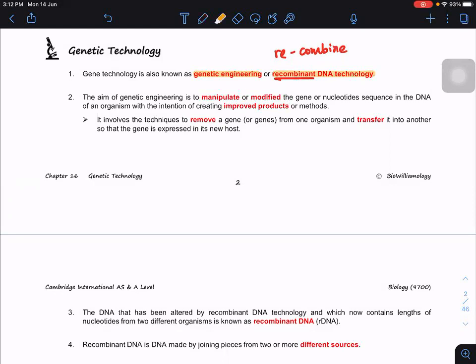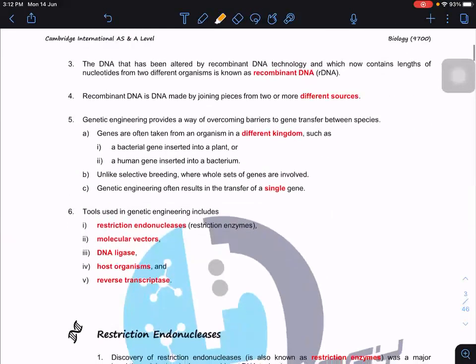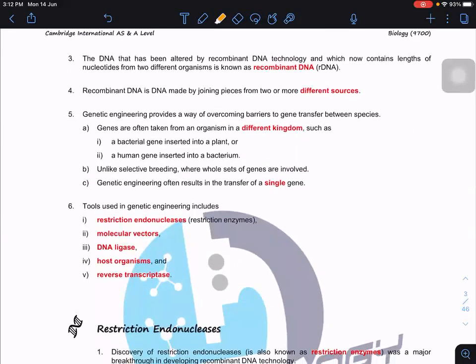Basically, we want to manipulate or modify the gene so that we can improve the products or improve the methods. The whole process may involve removing a gene from one organism and transferring it to another, so that the particular organism will express the proteins for us. So what do we mean by recombinant DNA?